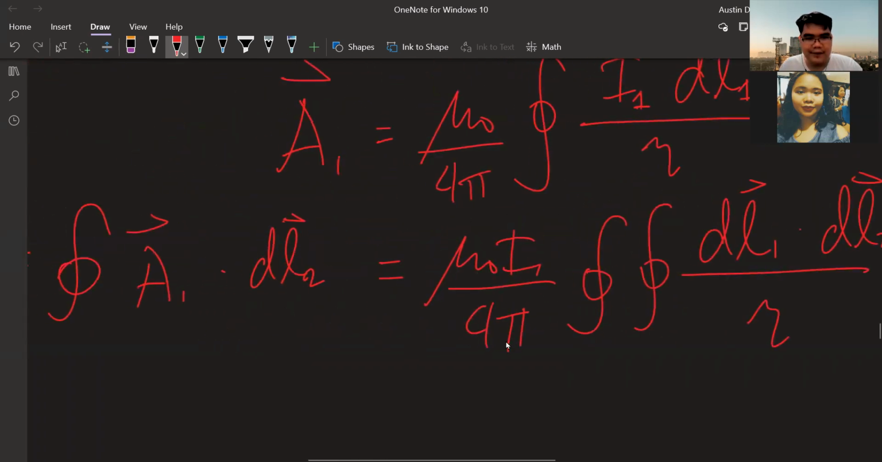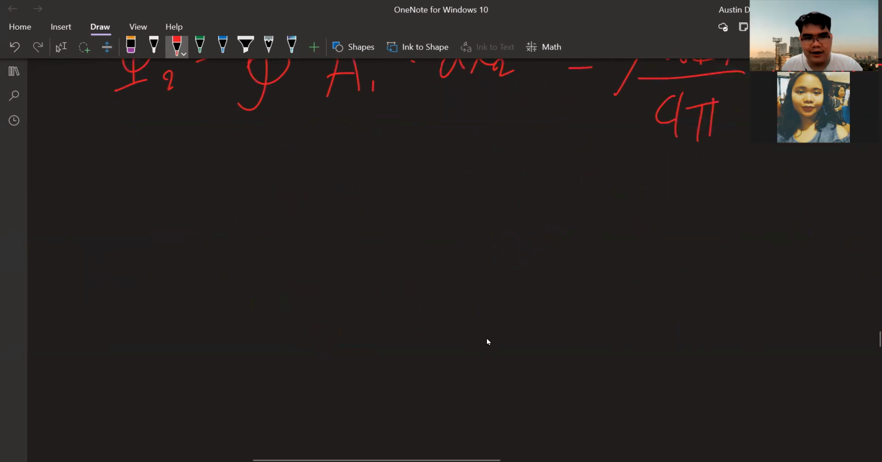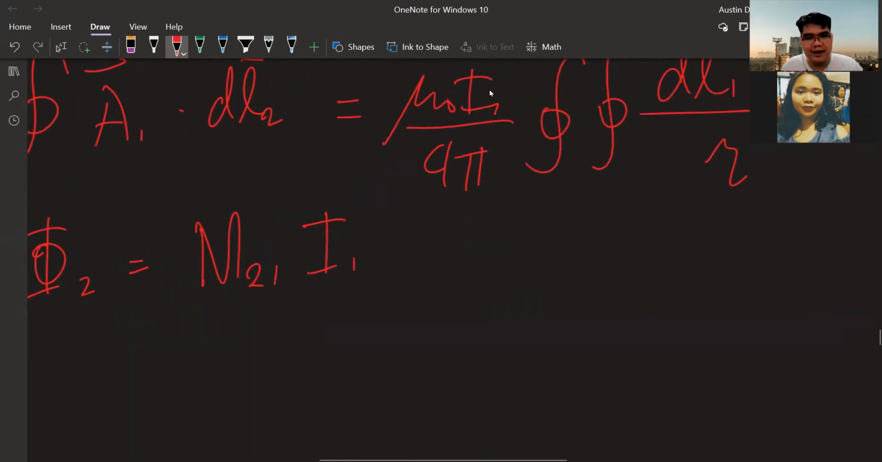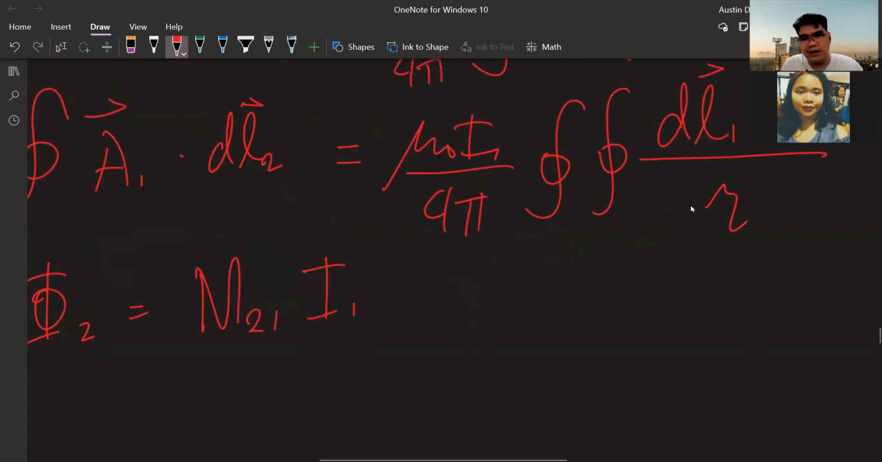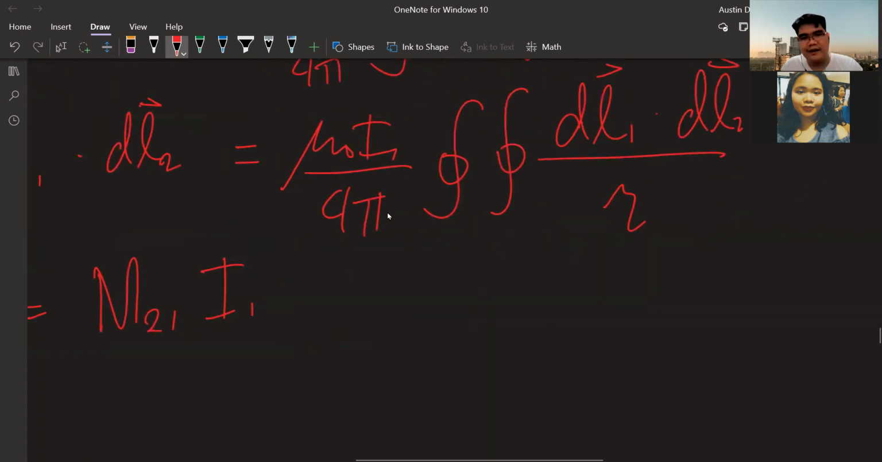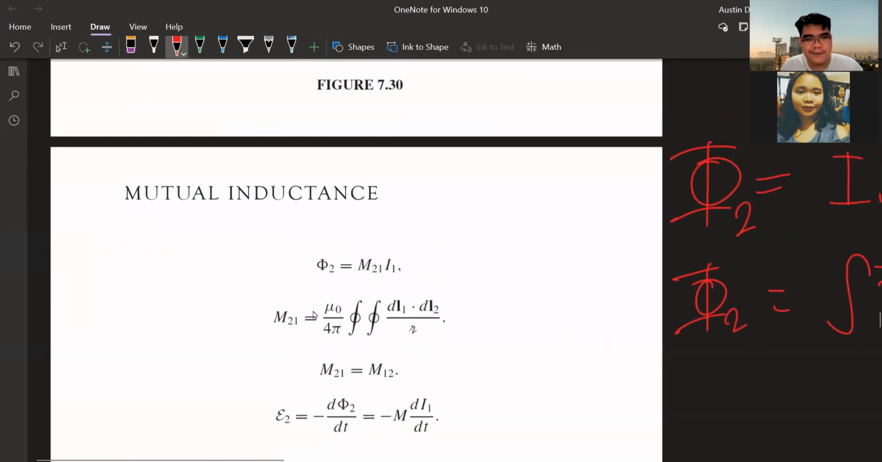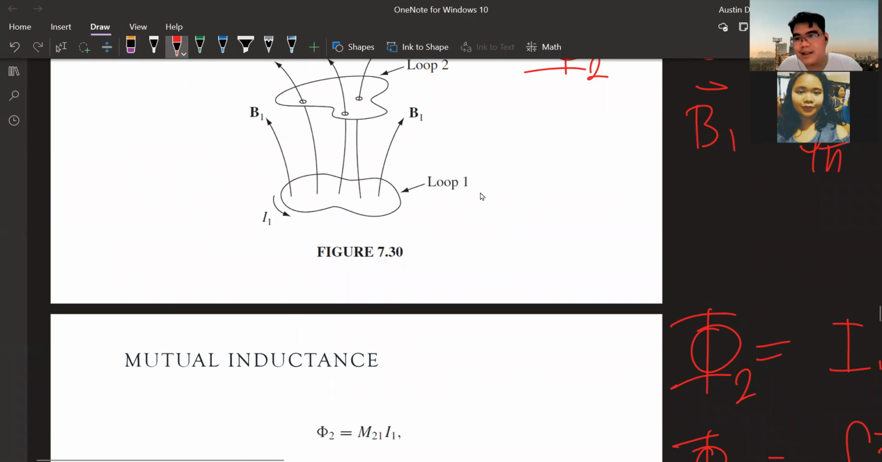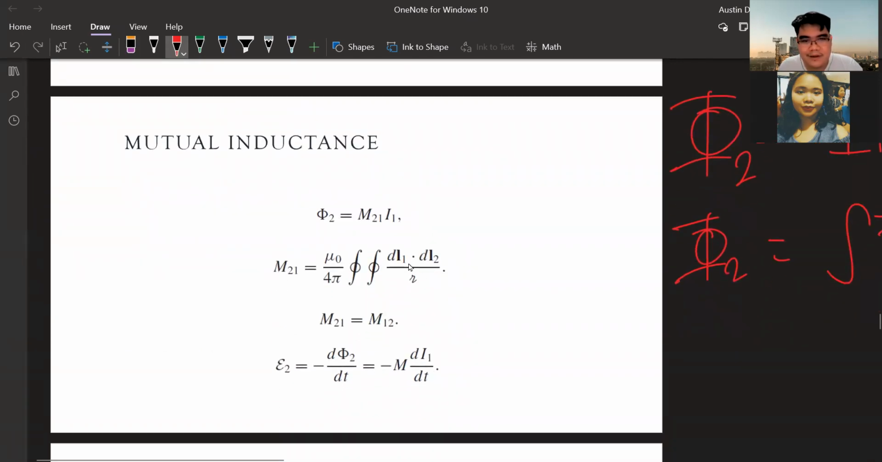Okay? But we have said earlier that V2 is just some constant M21 times I1. Therefore, when you remove I1 here, M21 would be just this thing here, and that is given by this. And you will notice that if you swap the indices, say we swap the loops, loop 2 at the bottom, loop 1 on top, it's the same.